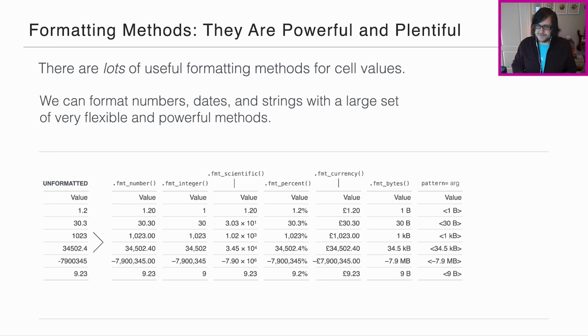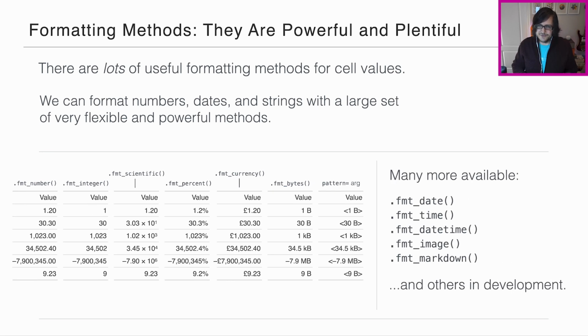With all these formatting methods, we have certain common arguments, and one of them is pattern. It just allows you to decorate your formatted value with any sort of string literals you want around that. And as I said before, there's many more available. You can format dates, times, you can add images, you can format text as markdown, and there's many more in development because it's a pretty fundamental part of this package.